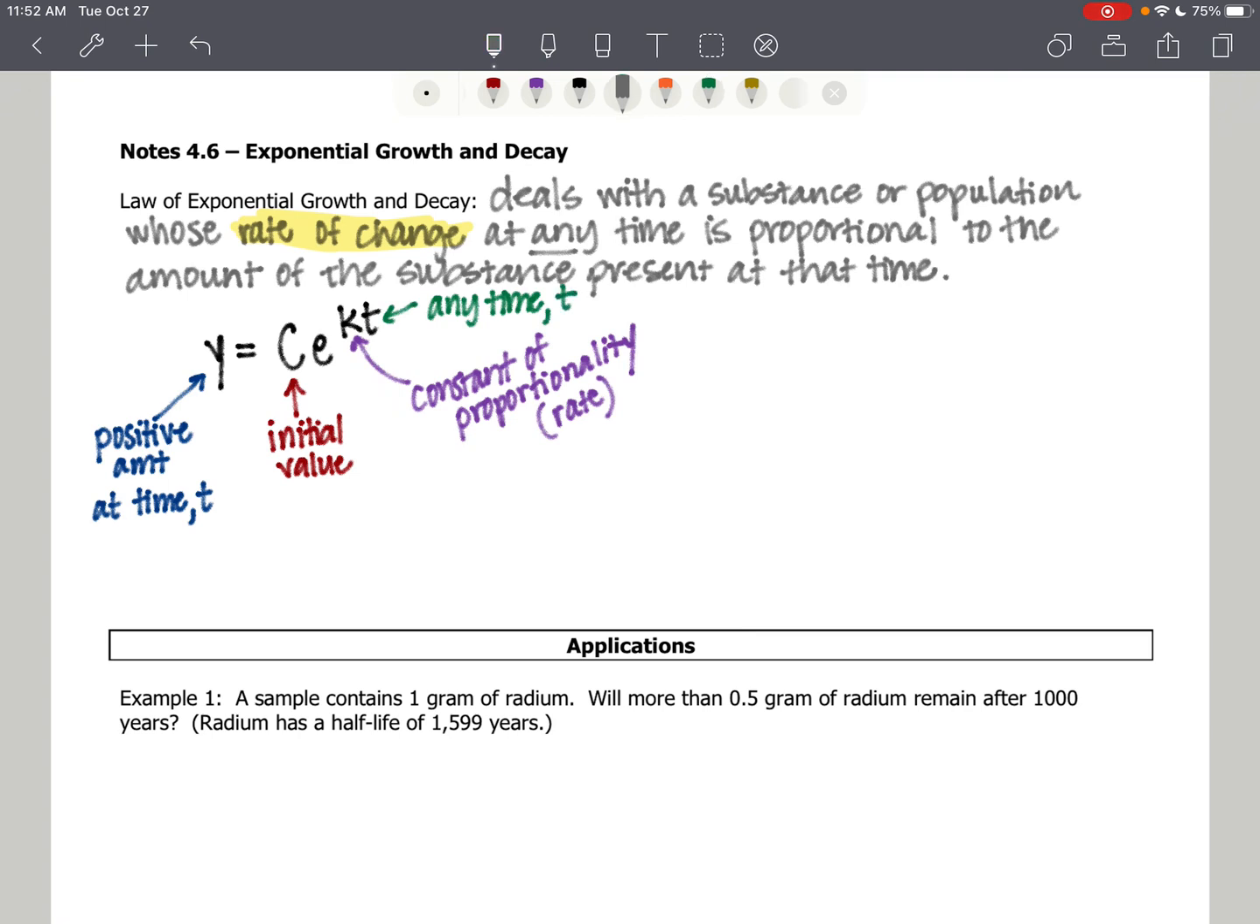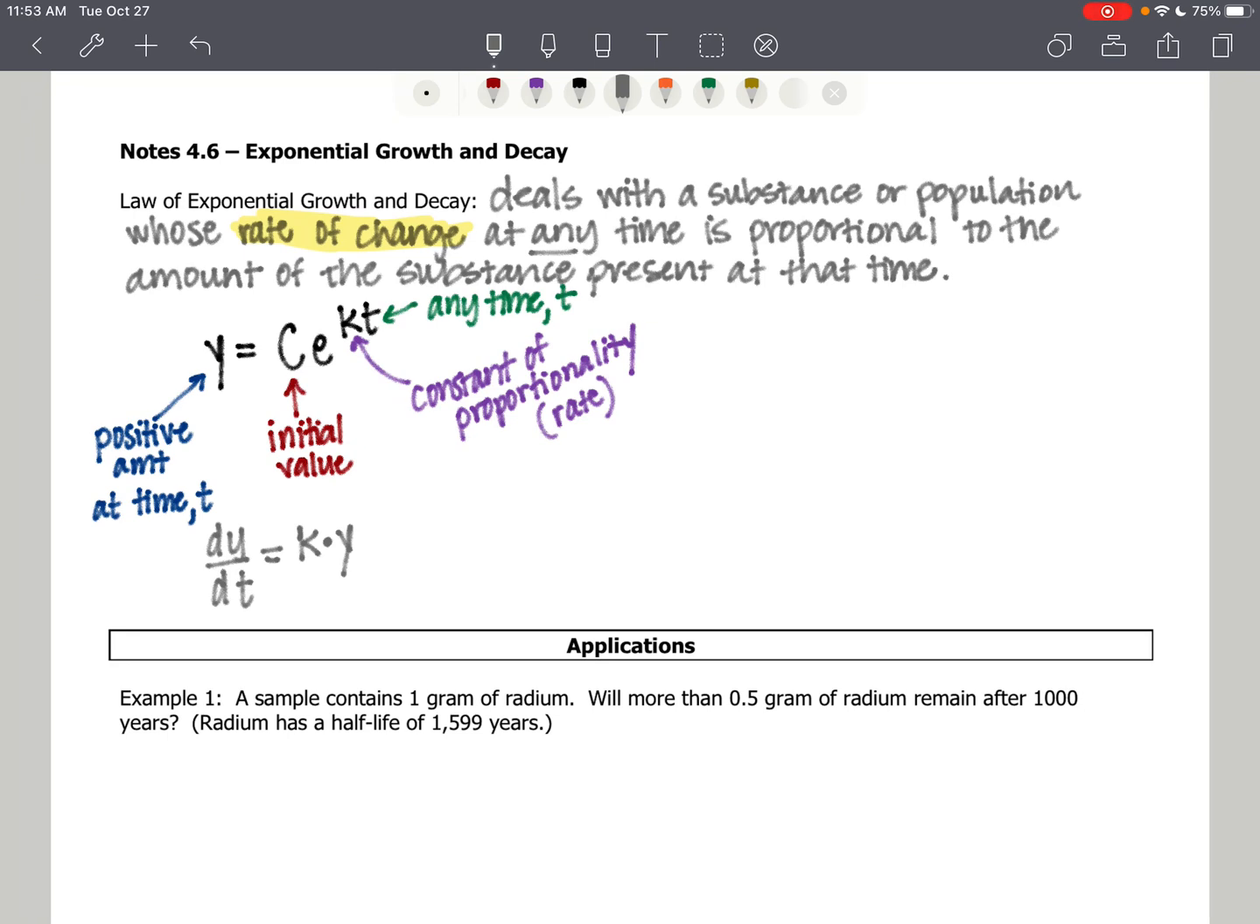Now what they're saying in this definition of the law of exponential growth and decay, which is a definition that you have not heard of until now because you didn't really know calculus yet, is that the rate of change, which we know is dy/dt, at any time is proportional to, so that's equal, the amount of the substance present at any time. So we're going to have our constant of proportionality times that positive amount, y, at any time.